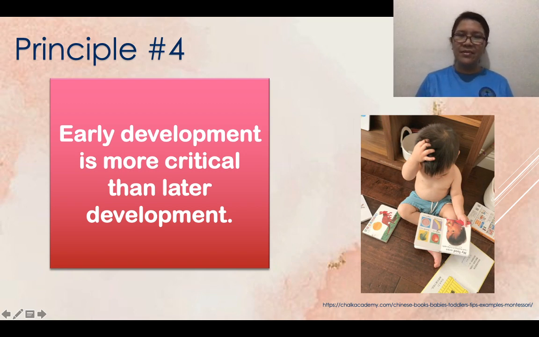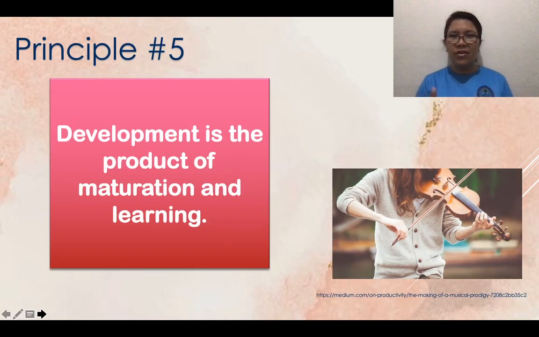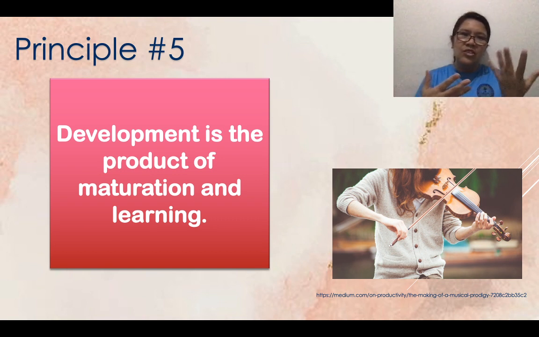Okay, the fifth principle is development is a product of maturation and learning. Have you noticed that we have always talked about environmental factors, heredity factors? Okay, so this one, it's an interplay of both. It's nature and nurture. It's not nature versus nurture. It's both in this principle of development.